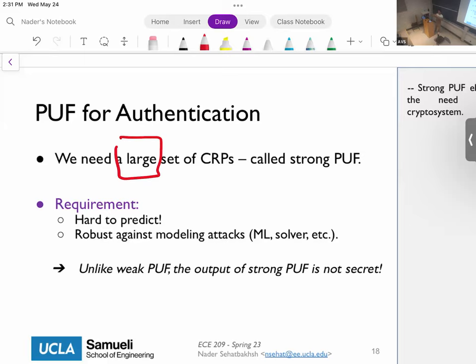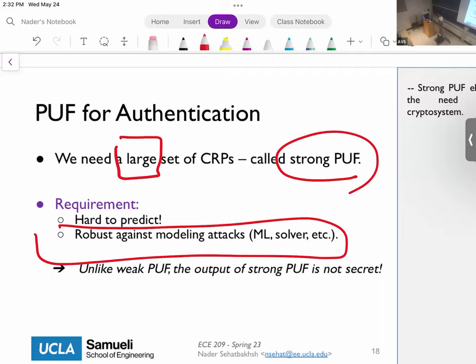So it's kind of like a nonce problem. So you have to send another challenge and get another response. So that's why you need a large pair of challenge and responses in order to use this. One big problem with strong PUFs is that they are vulnerable to these machine learning modeling attacks.